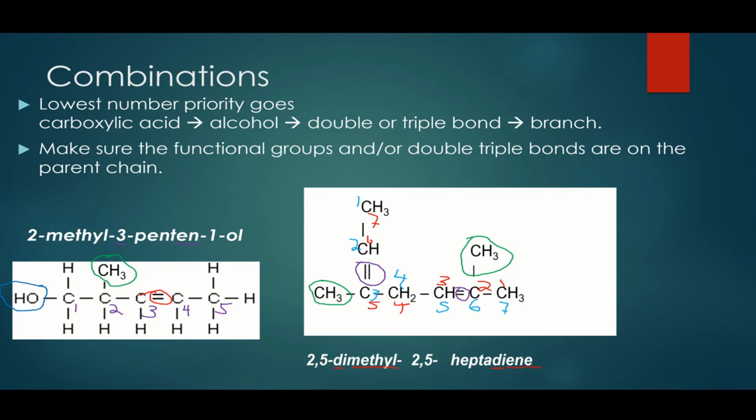The ene tells us there's double bonds. The di tells us there's 2 of them. Here they are, 1 and 2. They're on the 2nd and 5th carbons. So 2,5-dimethyl, 2,5-heptadiene. These 2,5 go with the double bonds. These 2,5 go with the methyl groups.